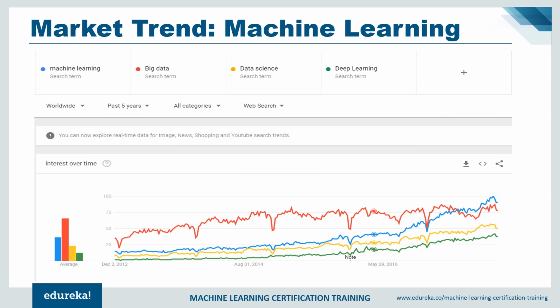If we have a look at the market trend of machine learning here, as you can see, initially it wasn't much in the market. But if you have a look at 2016, there was an enormous growth in machine learning. And this happened mostly because earlier we had the idea of machine learning, but we did not have the amount of big data.